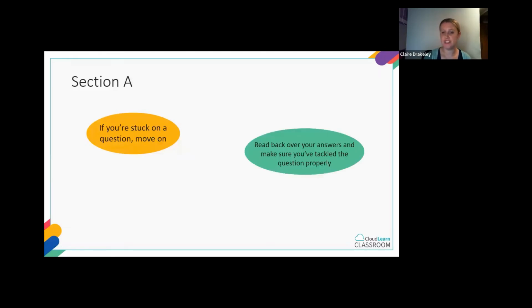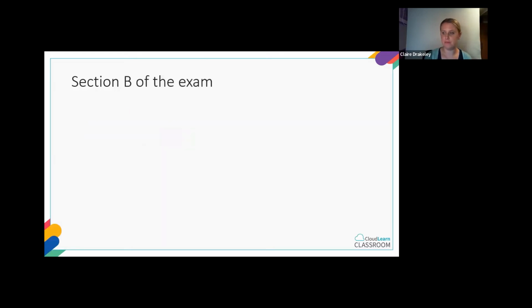When you finish this section, read back over your answers again and make sure that you've tackled the question properly. Example, have you said how a writer does something, or have you just spoken about what the writer says? Don't forget your spelling, punctuation and grammar, and always answer in full sentences. You are being marked on what you know and how well you understand the text given to you, but you will lose points if your answers aren't clear and coherent, so don't let yourself down here.